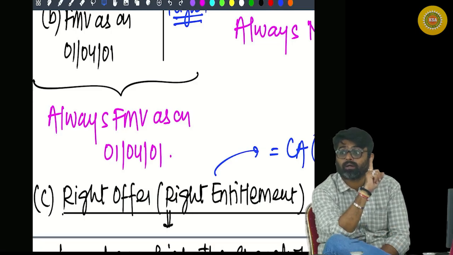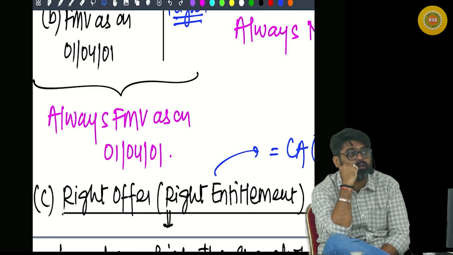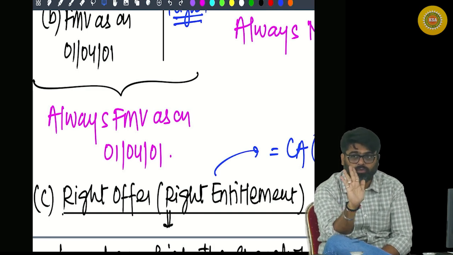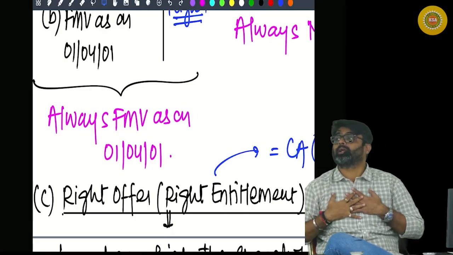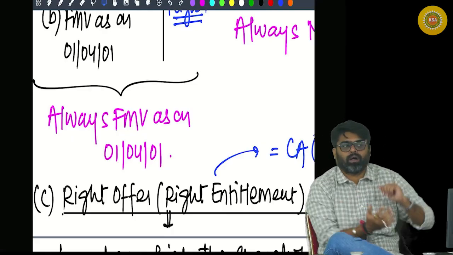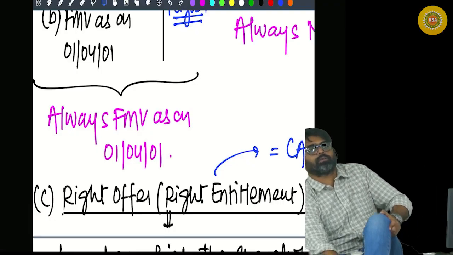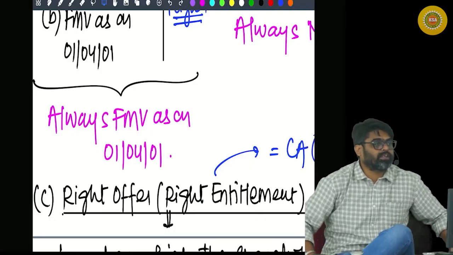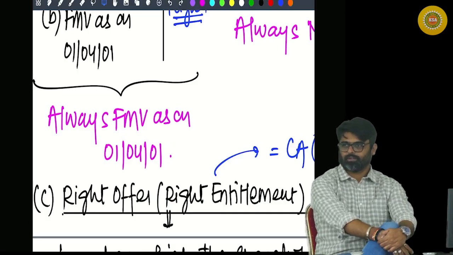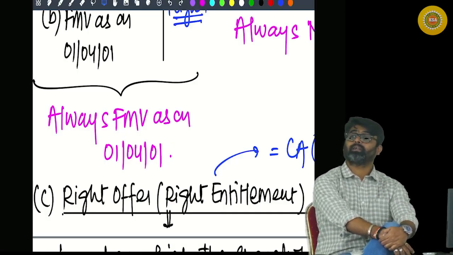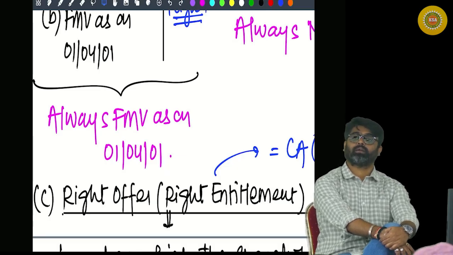Right to acquire one right share for every 2 shares held. So how many shares are you holding? 1000. You became the shareholder. So the company gave you a right to acquire shares at a very cheap price of 500 per share. You can buy the share at 500 rupees per share. How many such shares can you buy?